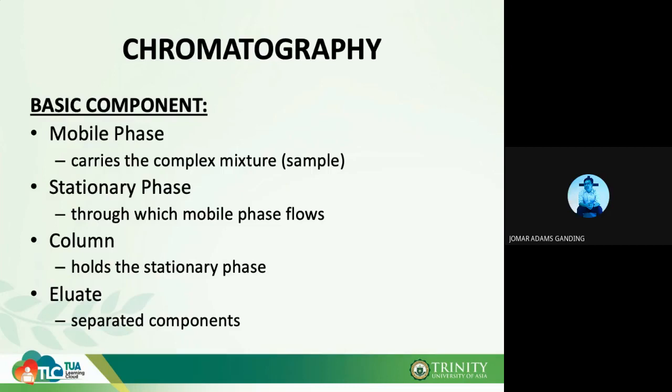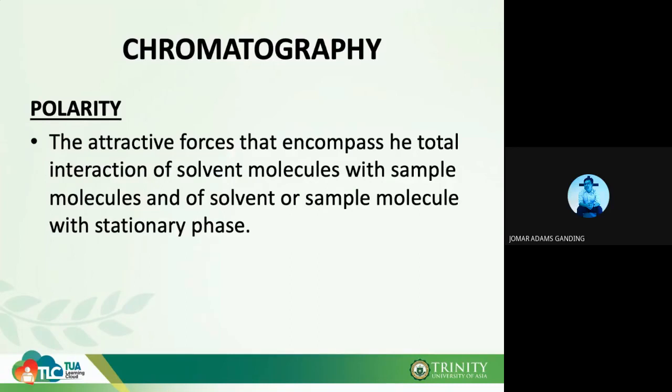So moving forward, how are these components separated from one another? One big factor there is their polarity. The attractive forces encompass the total interaction of the solvent molecule, meaning the mobile phase, with the sample molecules, and also the attractive forces between your sample and the stationary phase. So as the solution passes through, there is an effect causing its separation already. They are separated based on how they interact with the mobile phase. That is how they are separated from one another because of their different polarities, okay?